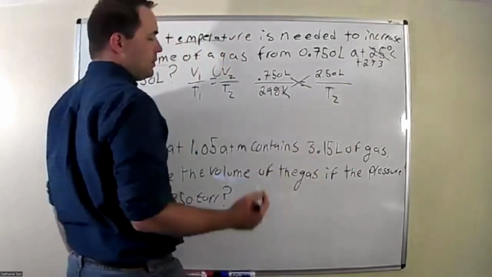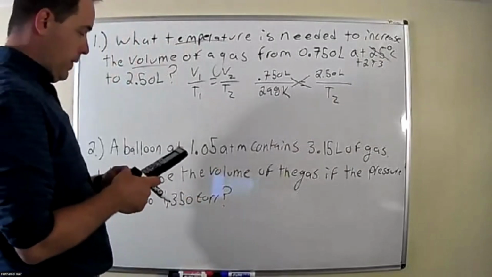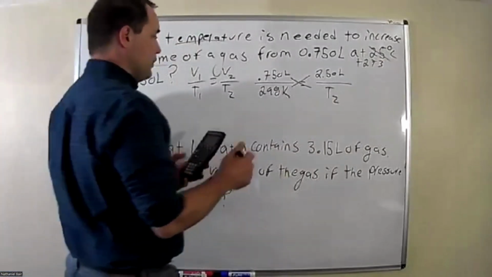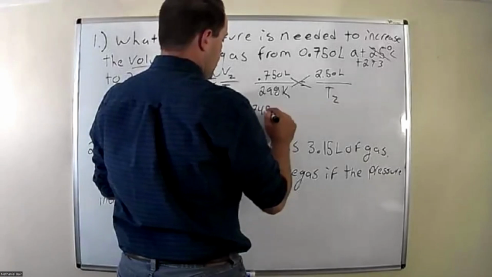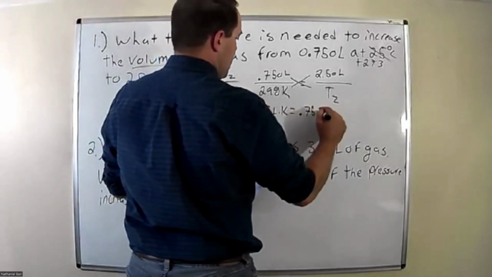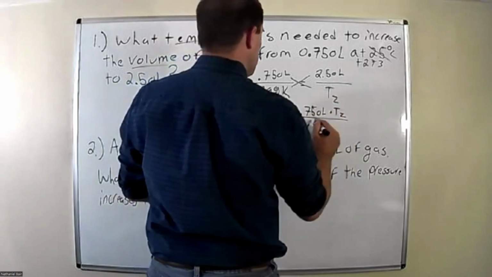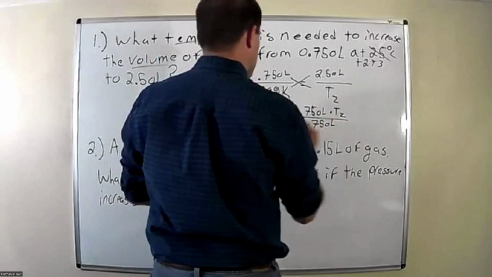A lot of people like to cross multiply here. So here we go. 2.5 times 298. That's 745 liters times Kelvin equals 0.750 liters times T2. Divide both sides by 0.750 liters.